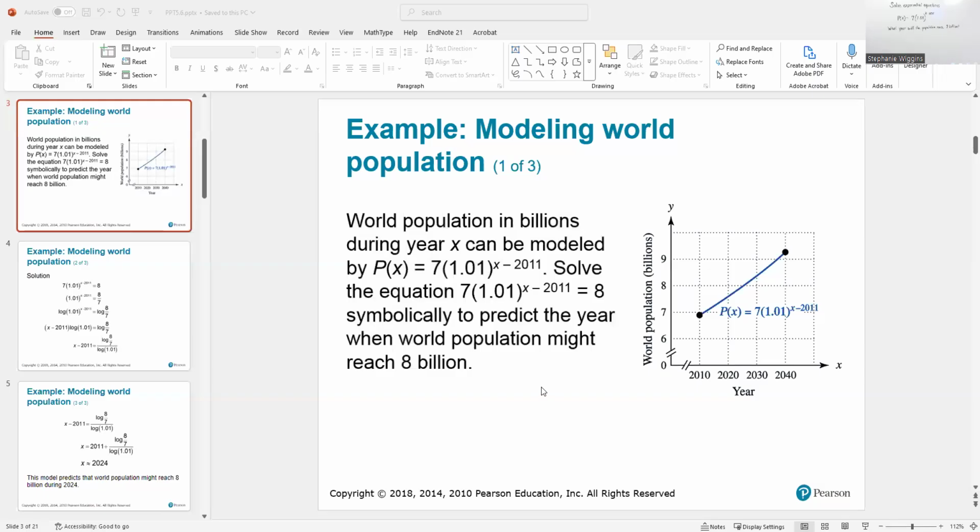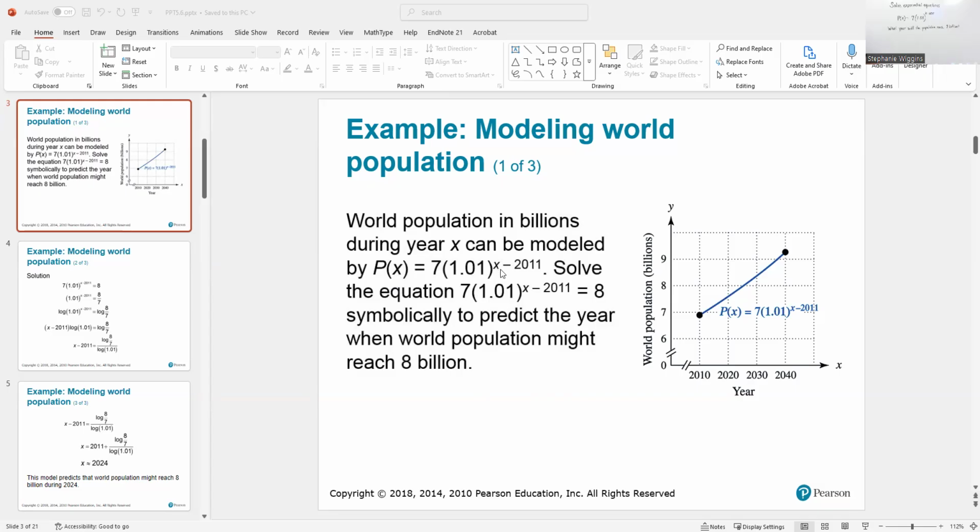We're modeling the world population. The model that we're given here is P of X. P stands for the population, X is the year, and the population is modeled by 7 times 1.01 raised to the power of X minus 2011, where X is the year.